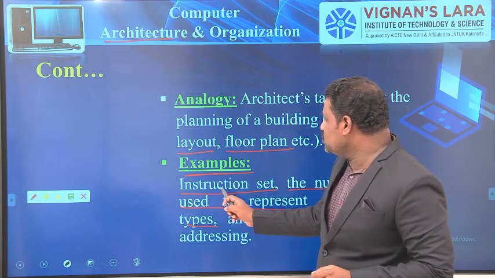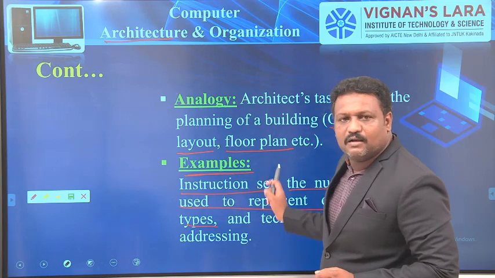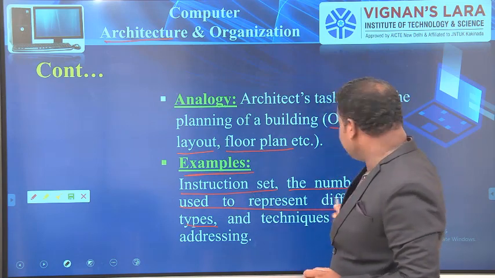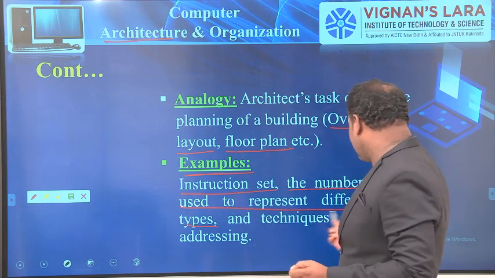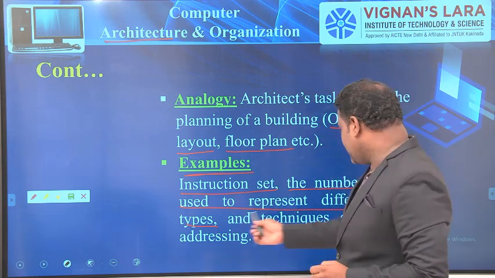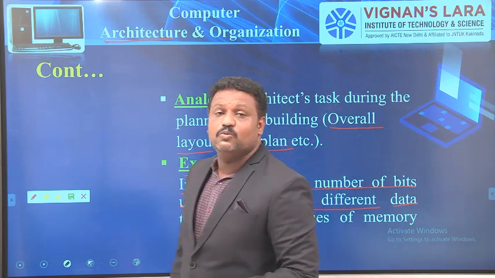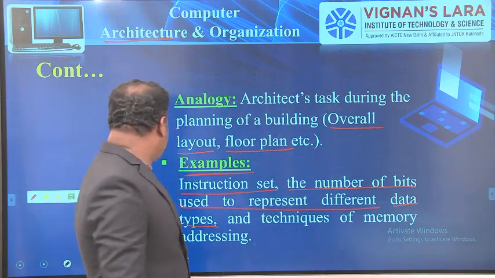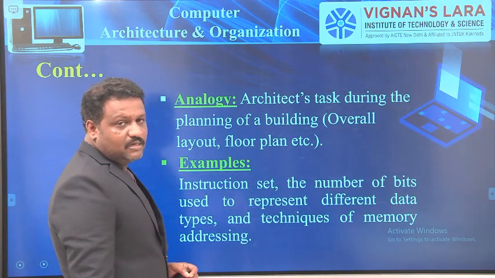Then the examples. The attributes for computer architecture are, one, the instruction set. The second one is the number of bits used to represent different data types. And then the different techniques which we are using to address memory. Fine. This is about our computer architecture.